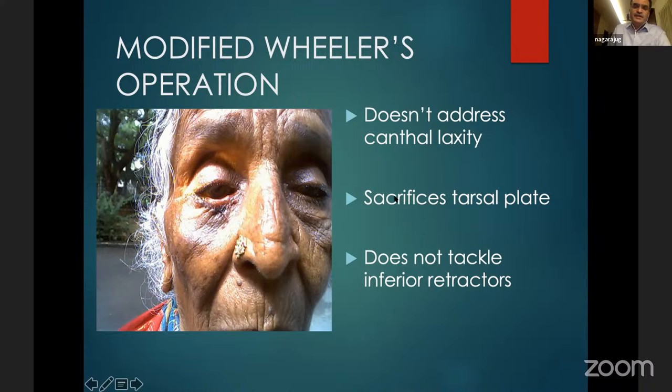And basically, even though the tarsal plate will be slightly atrophic, it will be normal in the case of involutional entropion. Unnecessarily, we are removing the tarsal plate just to shorten the lower lid, whereas we could have addressed the canthal laxity, which is not being done in modified Wheeler surgery. And moreover, the important factor, like I told you, is the lamellar separation because of the inferior retractors dehiscence. We don't consider this at all in modified Wheeler's operation. That is why this procedure, which was being done around two to three decades back, is not in vogue now.